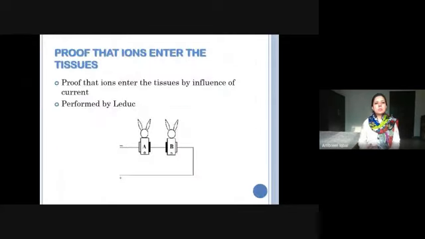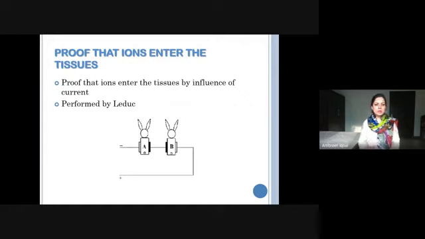Now we are going to prove that ions really enter into the tissue. This is an experiment that was actually done by Leduc, who proved that ions enter into the tissue by the influence of the current. He took two rabbits, you can see in the picture, rabbit A and rabbit B. He placed them in series. The one near the negative terminal is your cathode, and the other one is your anode. This black one is your cathode, and this one is the anode.